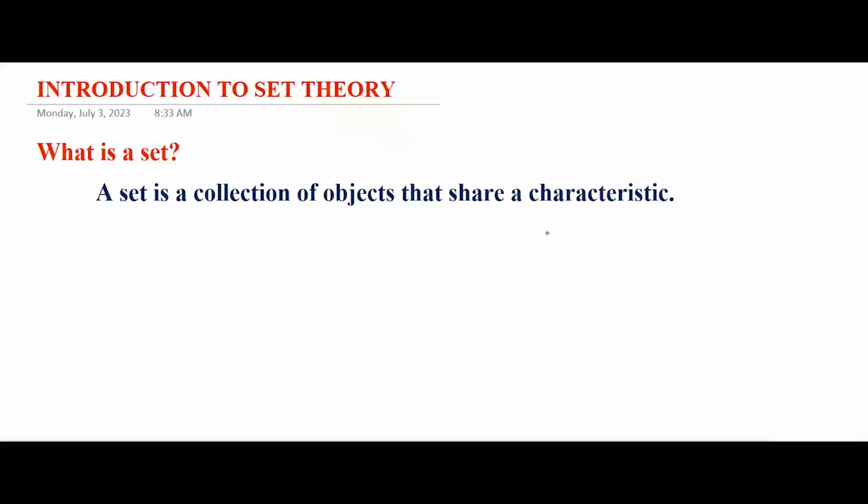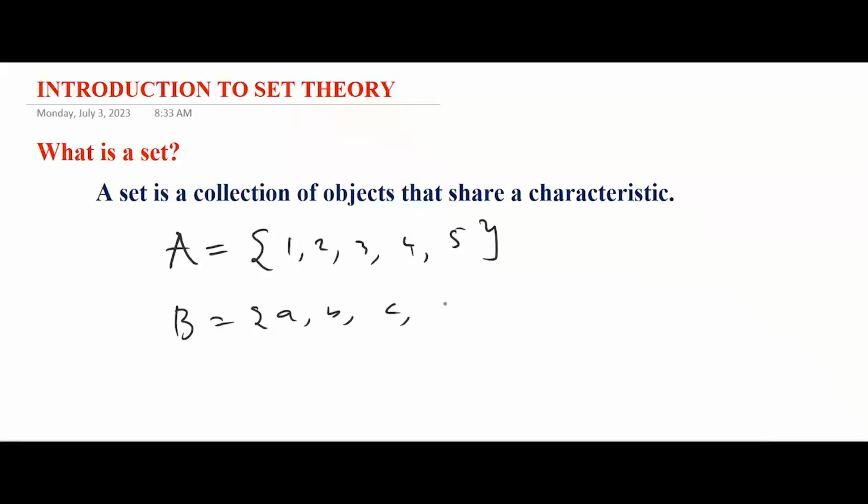Let's get started. What is a set? A set is a collection of objects that share a characteristic. So the set is given in uppercase. Take for instance, set A is equal to {1, 2, 3, 4, 5}. Another one, set B is equal to {a, b, c, d}. So the set is given in uppercase, just like the case of A and B.